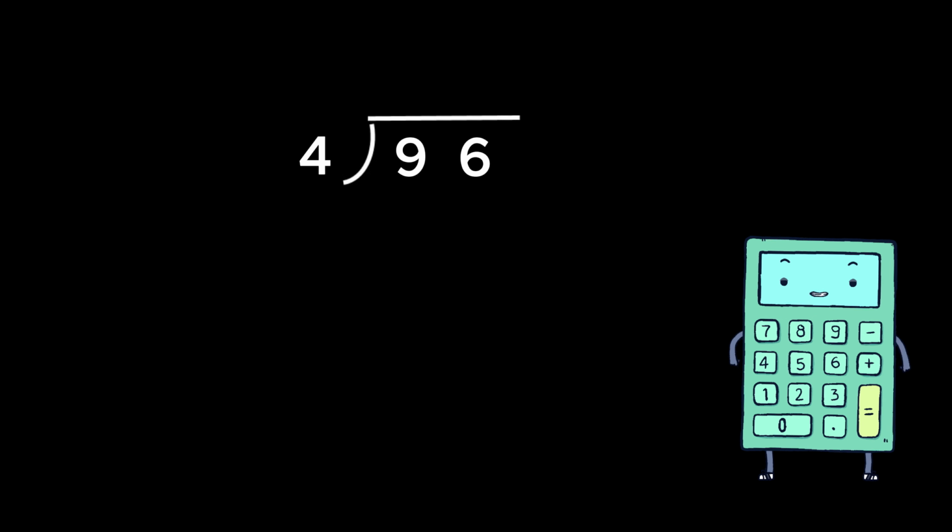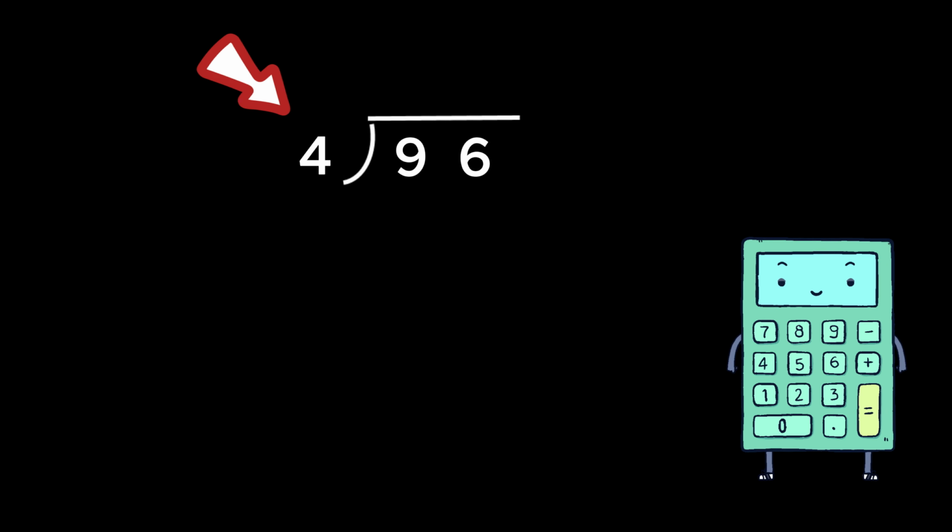Today, I'm going to show you how to divide using long division. Let's start with an example. Example 1, 96 divided by 4. First, set it up using long division. Write the 4 divisor outside the division symbol, the house, and the 96 dividend inside.